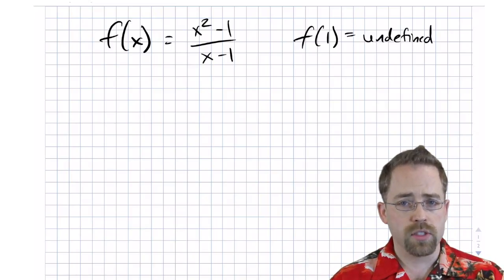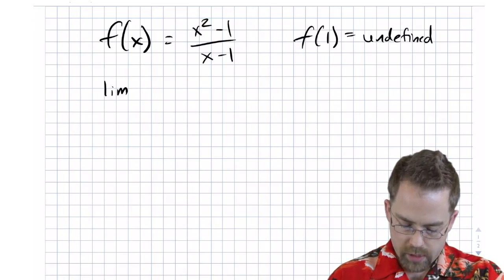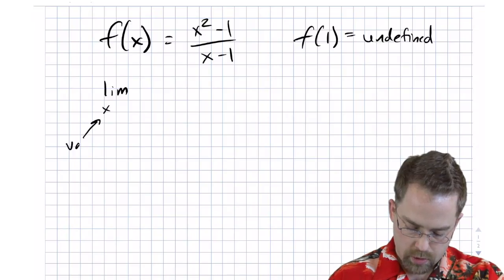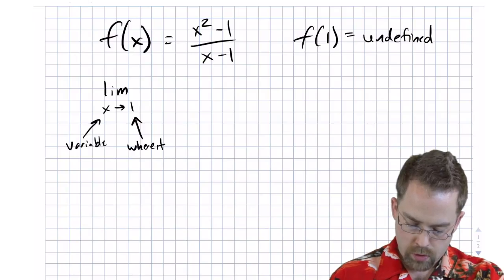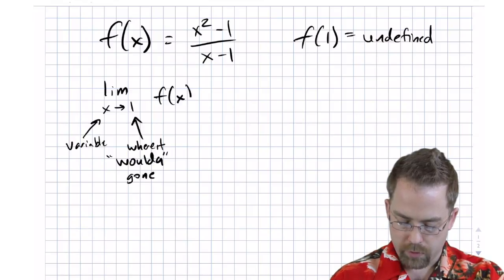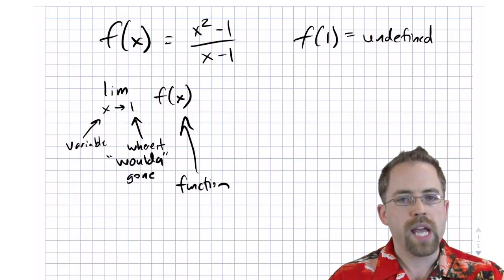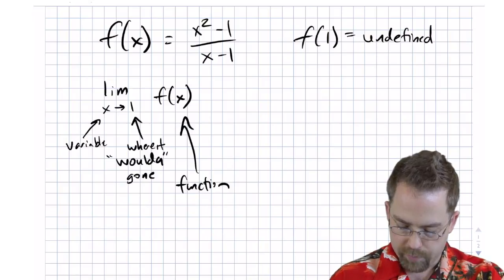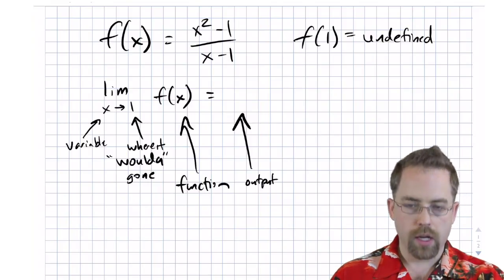So what mathematicians invented was this other thing called limits. And a limit is where we write L-I-M, and then we write our variable right over there, and then we say a little arrow, and then we say where it was going. This is the where it woulda. I'm going to write woulda just to be cute. Where it woulda gone. And then we write the function, and I'm just going to be lazy and write f of x again. And now the question they're asking us is, what would the output of the function have been? What would the y value have been there? And so what's going to go here when we get it is the output that would have happened right there.